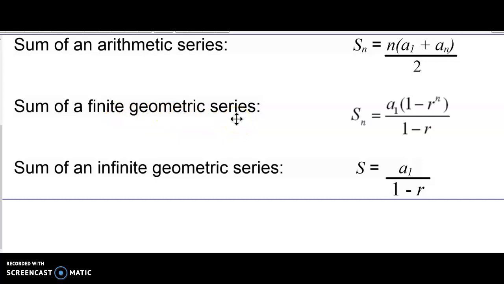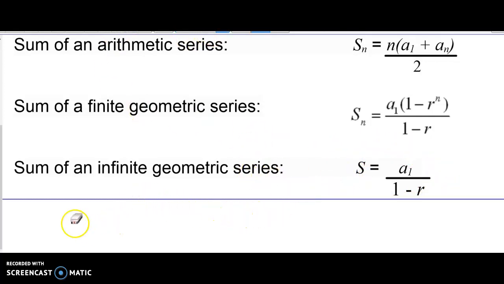Then we have the sum of a finite geometric series. That means when it has an n value, it gives you an n. Find the 12th term, find the 6th term. If you have a finite series where it ends, you're going to use this formula right here. If it's an infinite series, sometimes it won't give you an n, or it'll give you your infinity symbol, s sub infinity. Either one of those, you're going to use this.